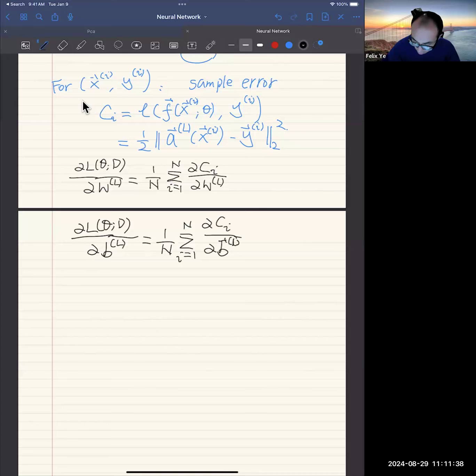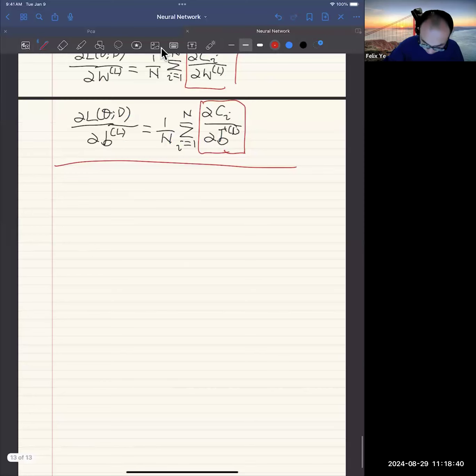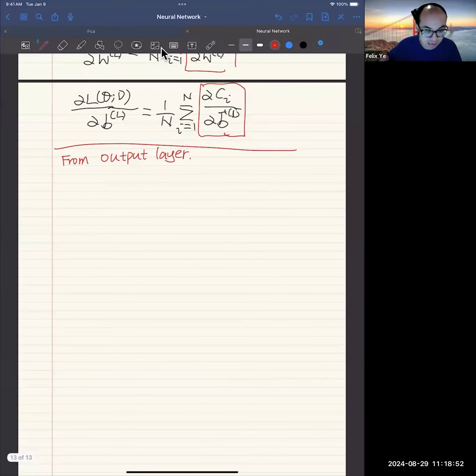Right, so then all we need to do is to solve these derivatives, for each individual one. Okay, let's start from the output layer. By chain rule, we can just write out all these terms one by one.